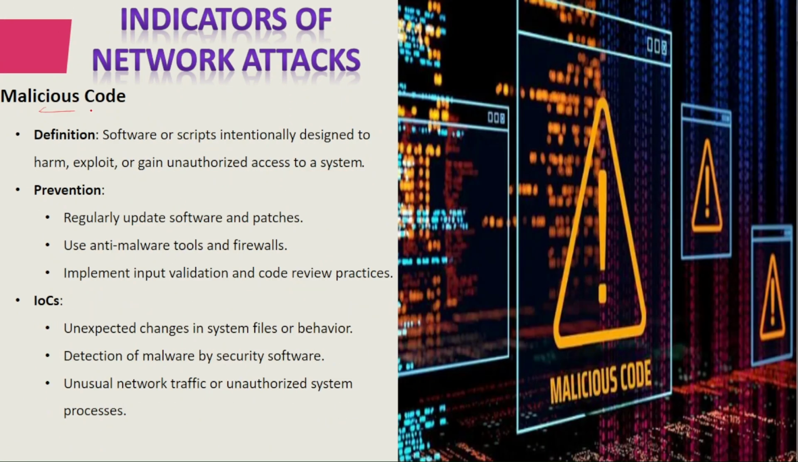Next one is malicious code. So it is a software or scripts intentionally designed to harm, exploit, or gain unauthorized access to a system. And prevention include regularly updating software and patching it, using anti-malware tools and firewalls, and implementing input validation and code review practices. Indicators of compromise include unexpected changes in system files or behavior, detection of malware by security software, and unusual network traffic or unauthorized system processes.